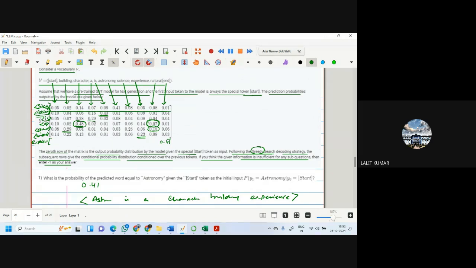And now after the start, you have got the probability distribution. So k is equal to 3. So you will pick up the top 3. This you will pick up: 0.41 astronomy, 0.14 character, 0.09 is for is. And what do we do for prediction? They are asking the probability of prediction. So what do we do? We do the normalization of this.